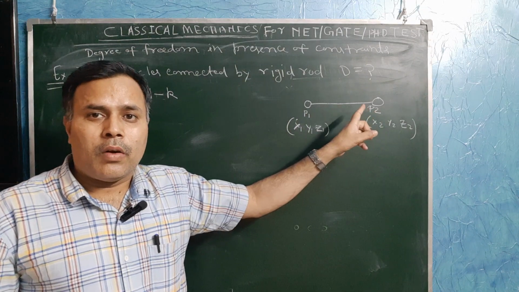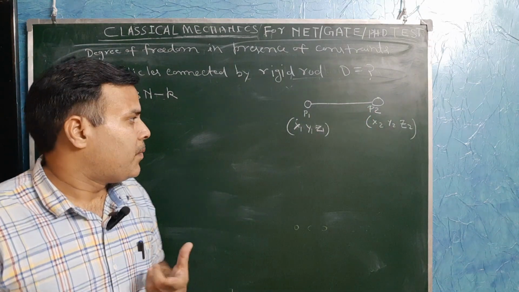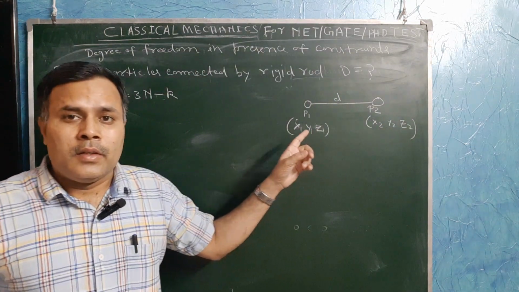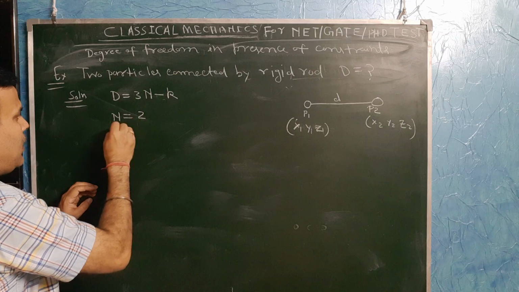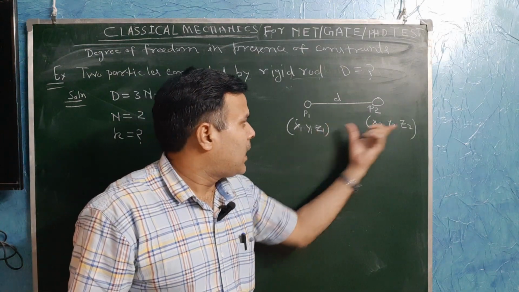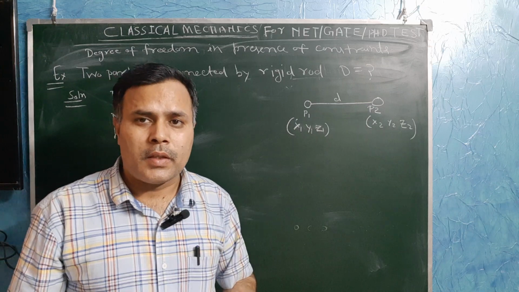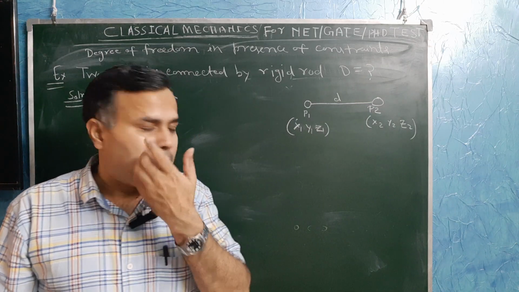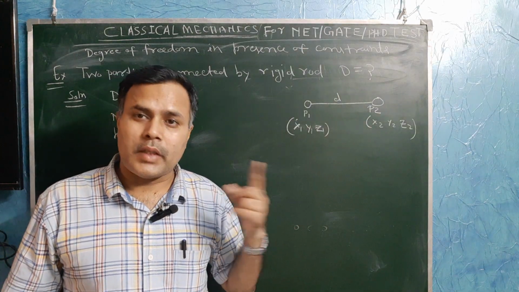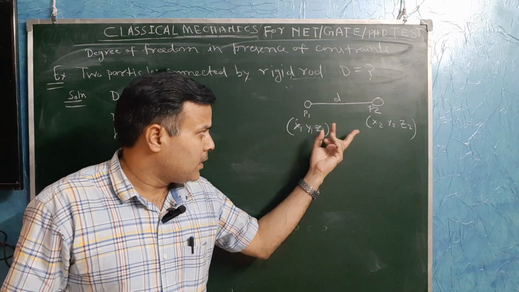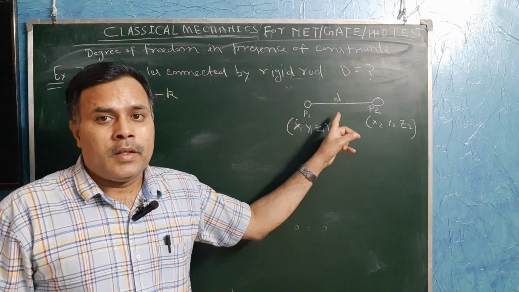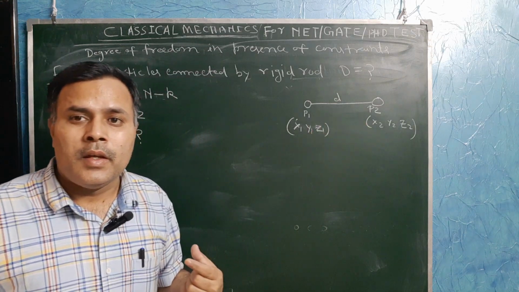It is connected by rigid rod, which means there is a constraint present in the system. So what is that constraint? This is rigid rod, so distance between them is constant. So n is 2, and what is k? We have to find out the k. Because two particles moving freely in space, we have 6 degrees of freedom. Earlier we have already discussed that for two particles moving freely in space, the degree of freedom is 6. But in this case, two particles moving freely in space are connected by rigid rod. So there is a constraint present in the system. So what is that constraint, and what is the equation of constraint? See, equation of constraint is very important.